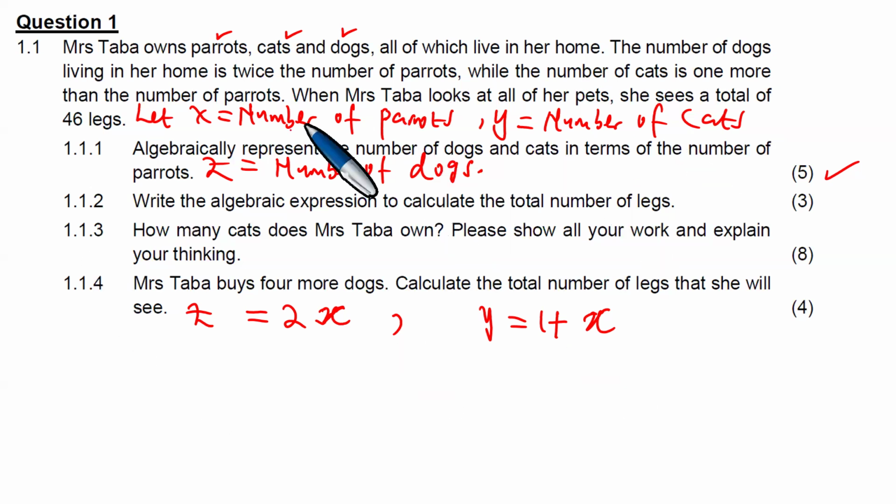We don't need separate pieces like this. We're going to use the legs, because when Mrs. Topper looks at all of them, the parrots, the cats, and the dogs, she sees a total of 46 legs. And it therefore means that, now let us start. If X is the number of the parrots, how many legs does a parrot have?